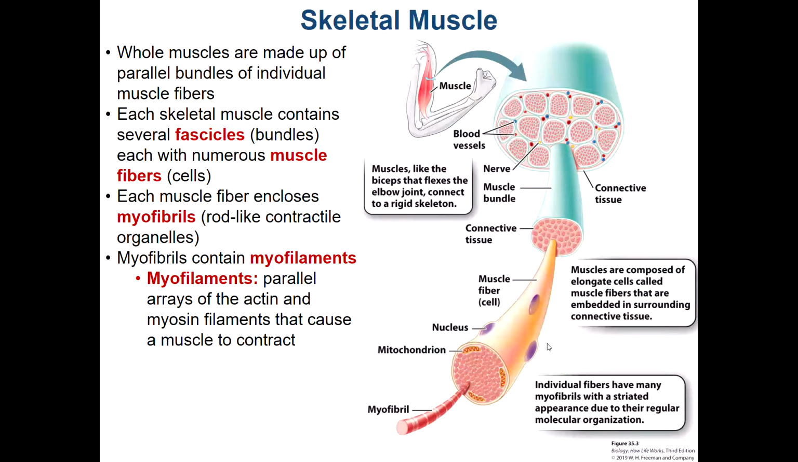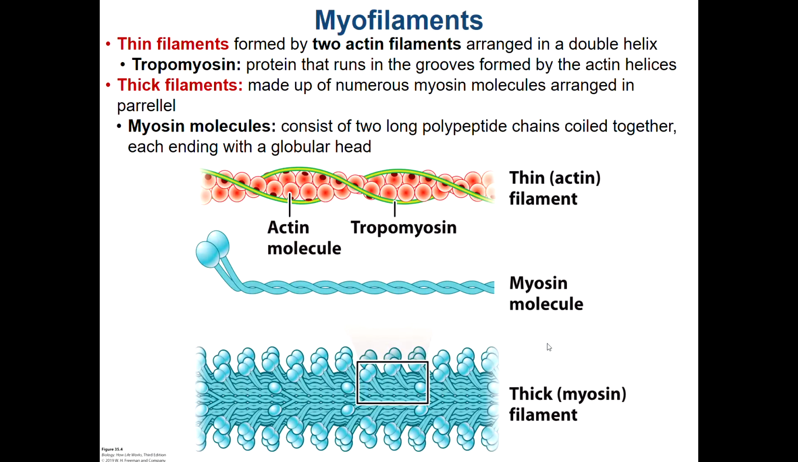So if we go from biggest to smallest, we start with muscles, and then we have muscle bundles, next muscle fibers, which are made up of many myofibrils, and myofibrils are made up of myofilaments, which are the smallest. So we're going to talk about myofilaments because they're what allows our muscles to actually contract.